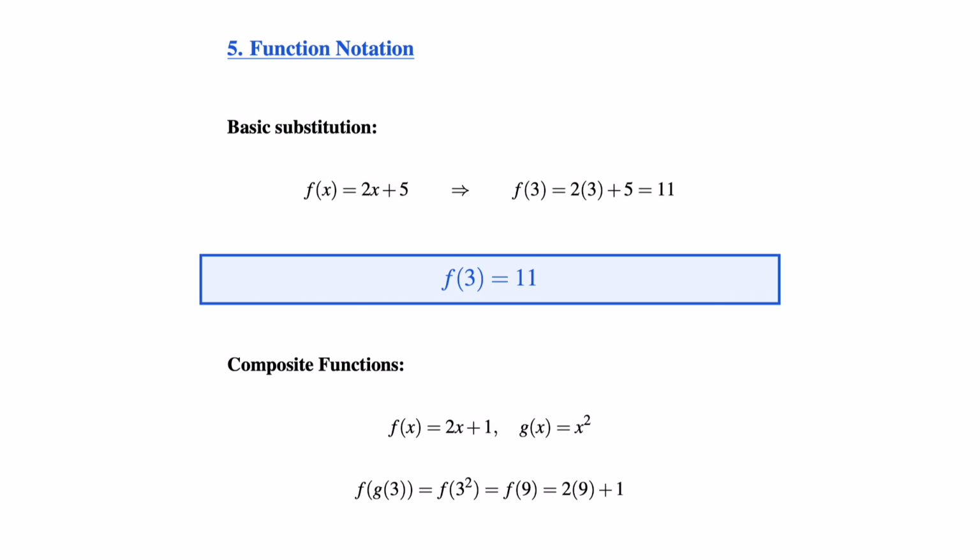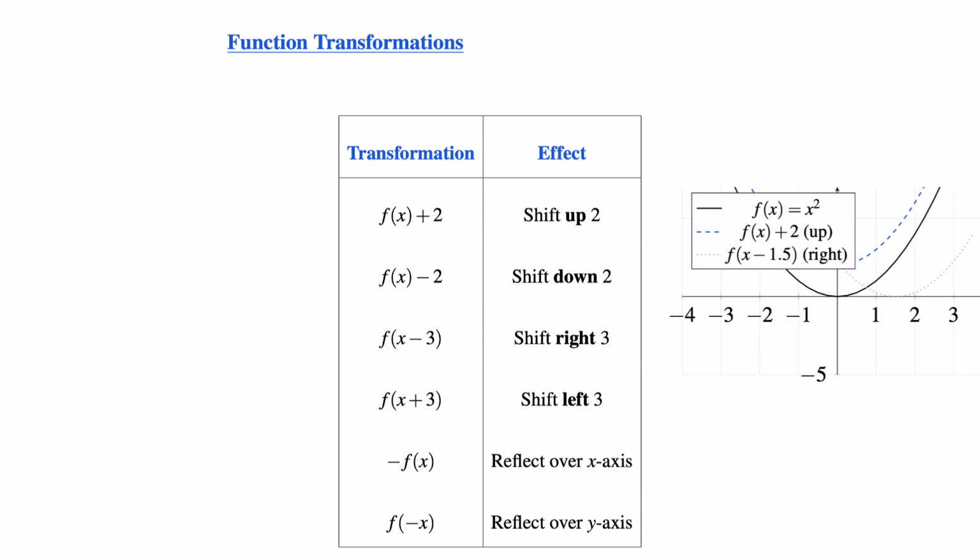Functions and function notation. If f of x equals 2x plus 5, then f of 3 equals 2 times 3 plus 5, which equals 11. Simple substitution. But the SAT gets tricky with composite functions. F of g of x means you plug g of x into f, and they'll test function transformations. F of x plus 2 shifts up 2, f of x minus 3 shifts right 3. Negative f of x reflects over the x-axis. F of negative x reflects over the y-axis. Know these and you should be fine.